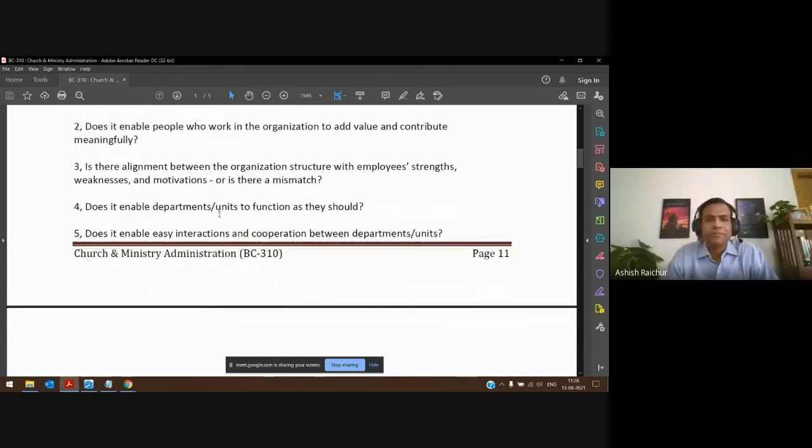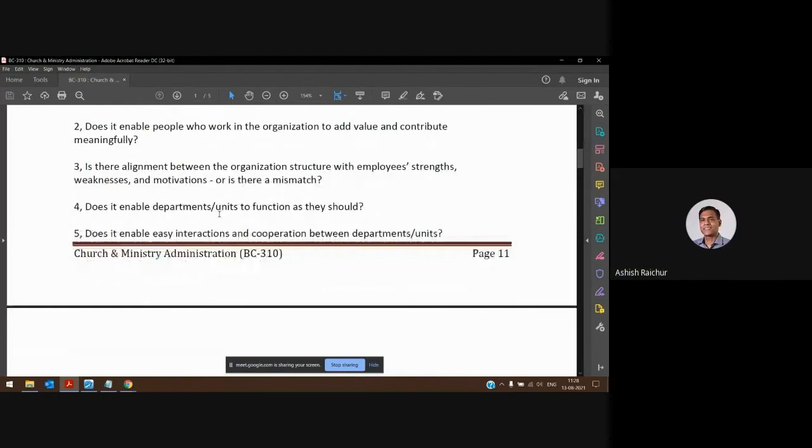does the structure enable the departments or units to function well, right? So is each unit or department able to function well? Number five, is there good cooperation between different departments?